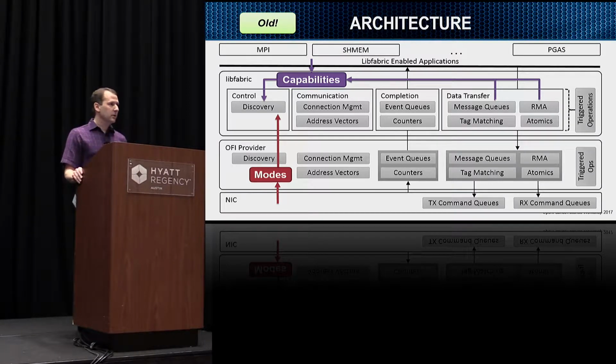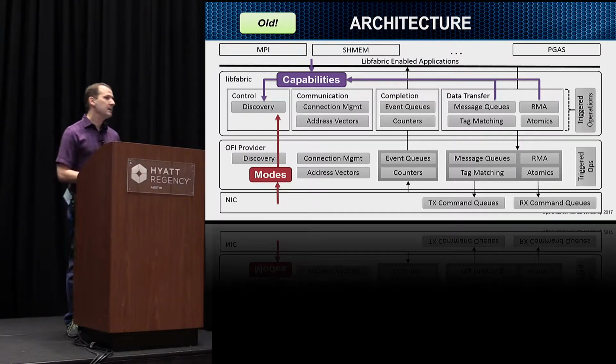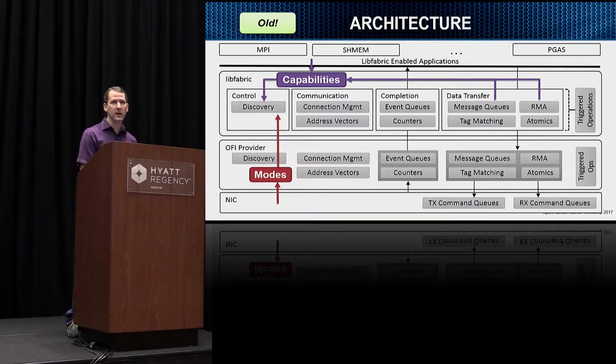In OFI terms, we have what we call capabilities and modes. The capabilities are the set of features that the application wants. For example, an application may want to send and receive messages. I want to do RDMA reads and writes. Maybe they need tag matching. So the capabilities are what the application features push down.